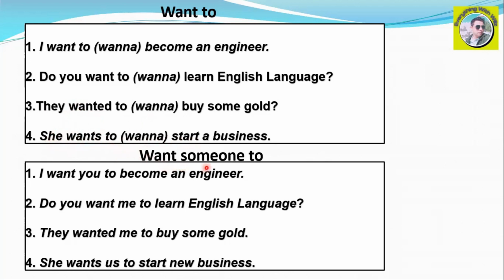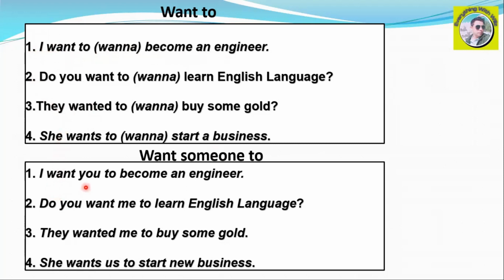But now let's talk about "want someone to". As I said earlier, you can use any object pronoun here in place of "someone", like him, her, them, or any noun, I mean any name. So see example number one: I want you to become an engineer. In the first example, when we were talking about "want to", it was referring to the desire for I. I want to become an engineer, and the desire was for I himself. It was not for somebody else. I had a desire for himself.